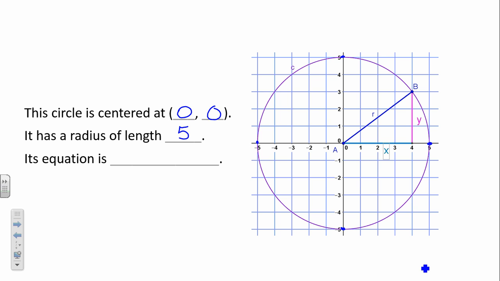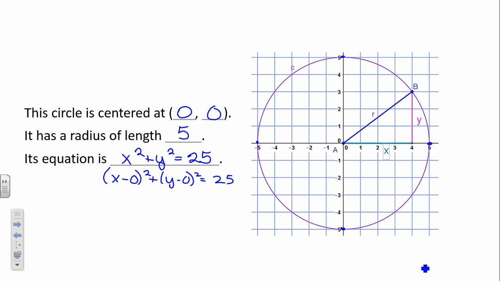So, based on what you observed earlier, what's the equation of this circle going to be? Kristen? I like it. x squared plus y squared equals 25. And he was heading down the path to say, if we want to use zeros, we could say x minus 0 squared plus y minus 0 squared equals 25. But those zeros aren't necessary, so a lot of times we don't bother. Does that make sense to everyone?